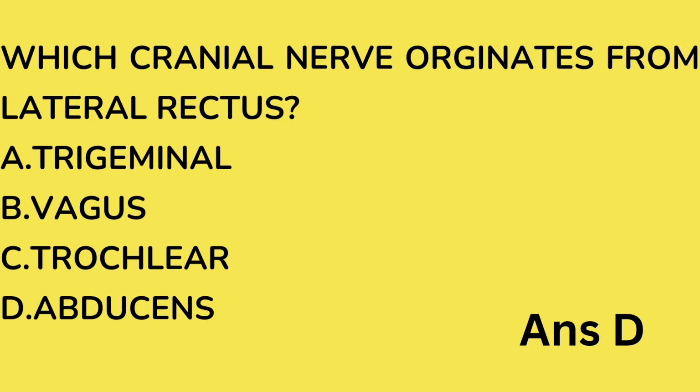Next question, which cranial nerve originates from the lateral rectus? Option A trigeminal, option B vagus, option C trochlear and option D abducens. Here the right answer is abducens. The cranial nerve abducens is a nerve which originates from the lateral rectus.